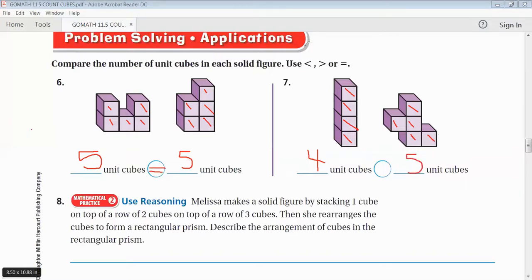And we need to use the compare symbol. Remember, when using the compare symbol, you want it to open up to whichever one is the greater number. Since 5 is bigger than 4, we know we need to use this compare symbol. And this compare symbol is known as less than, because 4 is less than 5. Let's look at a few more examples.